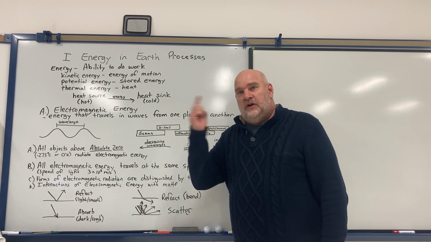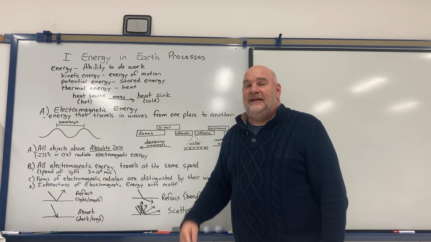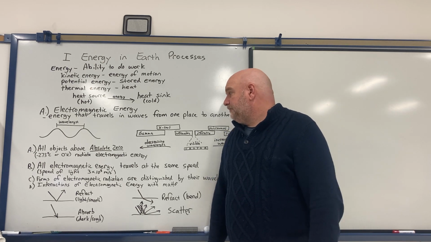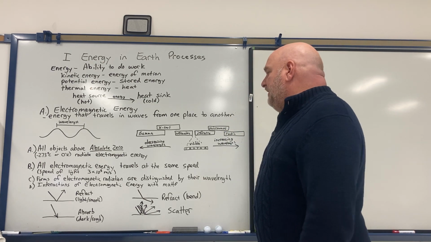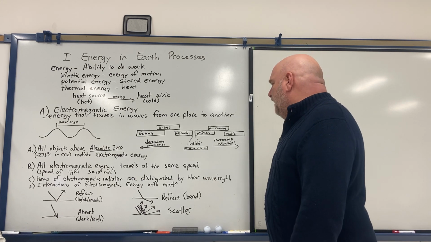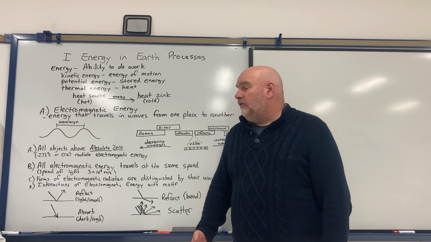So that means it can go around the Earth several times in a second. That's how fast the speed of light is, and it's the fastest thing we know of. C, forms of electromagnetic radiation are distinguished by their wavelength. All right, so we pretty much talked about that already.